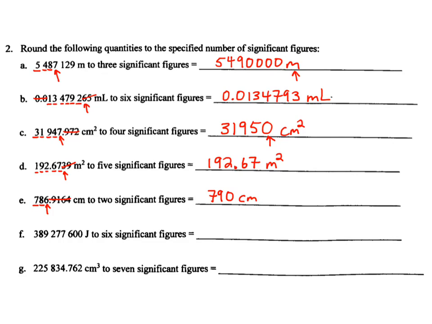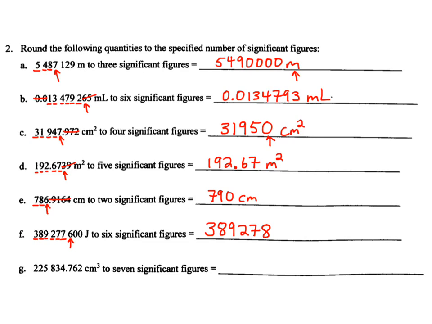And next we have 389,277,600 joules, and we need to round this to 6 significant figures. So again, we take our first 6: 3, 8, 9, 2, 7, 7, and pay attention to the next number given, which is a 6. That will cause the 7 preceding that 6 to round up. So we have 3, 8, 9, 2, 7, and then our second 7 will round up to an 8 because it is followed by a 6.